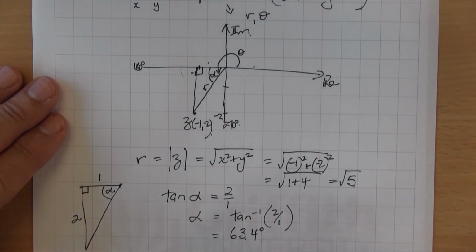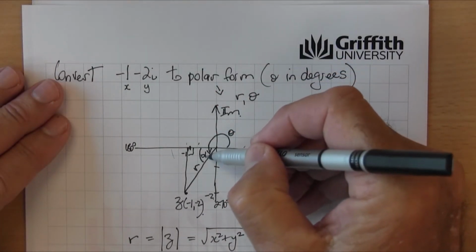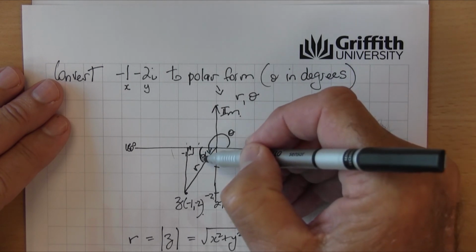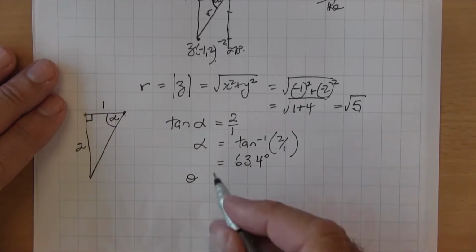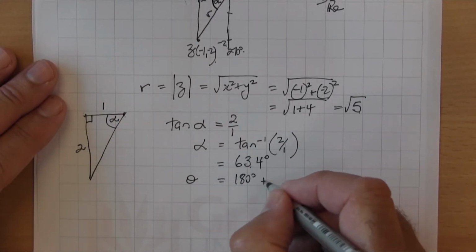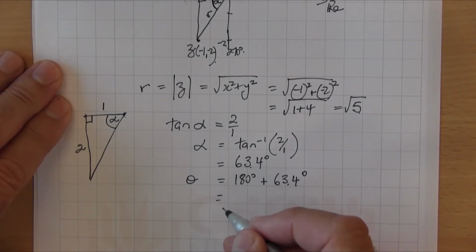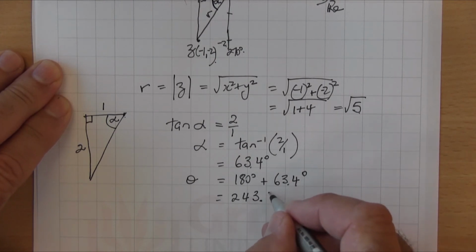So that is alpha. So looking at the diagram up above, we know that what we've got to do to get theta is, to this alpha here, we've got to add 180 degrees. So we've got theta is equal to 180 degrees plus 63.4 degrees. And that's going to be equal to 243.4 degrees.